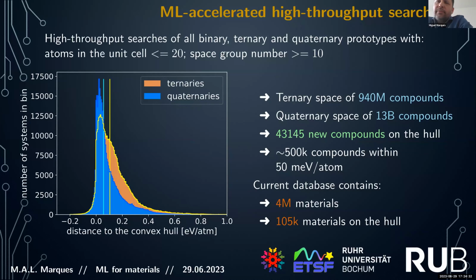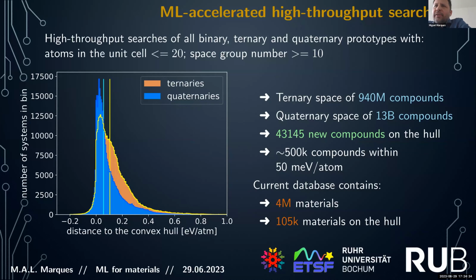These choices are just totally arbitrary. They're just related to our available computational resources, and we have, in fact, already gone beyond these limitations more recently. So we looked at material space. The ternary space was of around 1 billion compounds. The quaternary space was around 13 billion compounds, so 14 billion compounds in total. And by performing these density functional theory calculations, we found 43,000 new compounds on the convex hull.